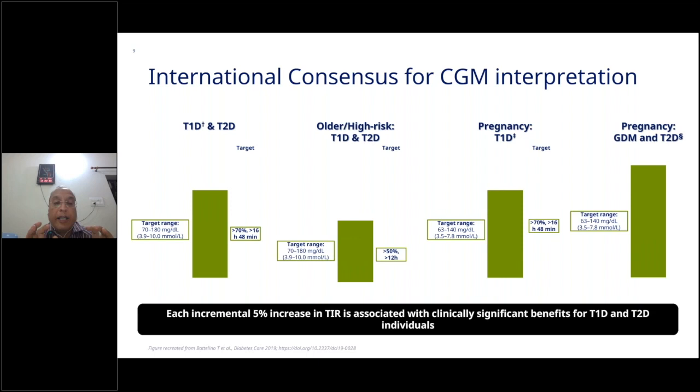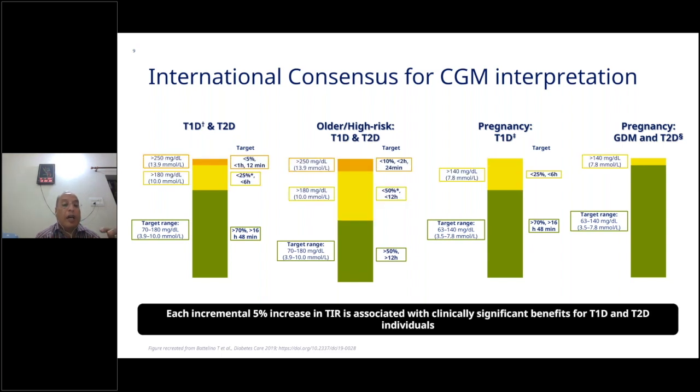Now, this is the international consensus statement for time in range utilizing CGM. What are the recommendations? That for type 1 and type 2 diabetic patients, the patient should spend more than 70% of the time with glucose values in 70 to 180 milligrams per deciliter, that is the target range.